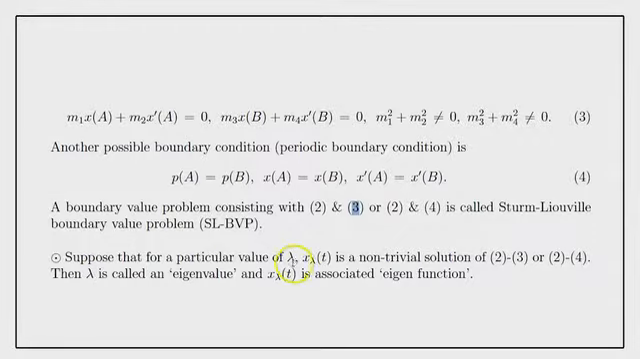Suppose for a particular value of lambda, x lambda is a non-trivial solution of the boundary value problem consisting of equation 2 and boundary condition 3, so 2 is the equation, 3 is the boundary condition, or equation 2 with boundary condition 4. Then lambda is called an eigenvalue and x lambda t is called the associated eigenfunction.